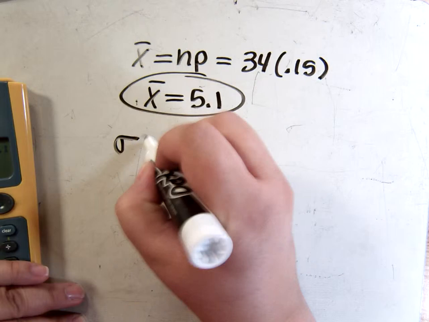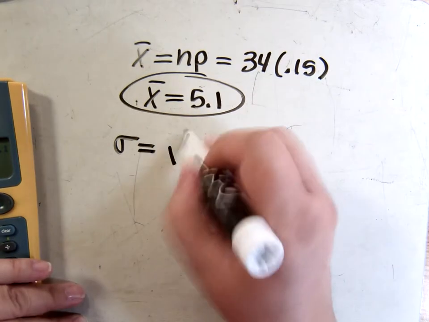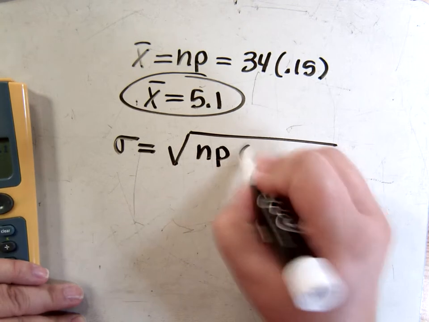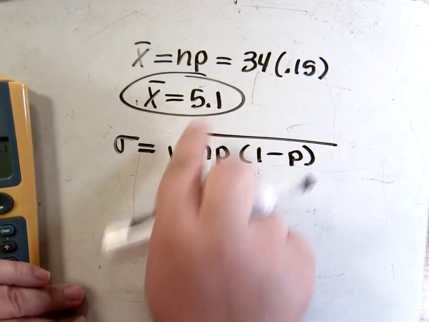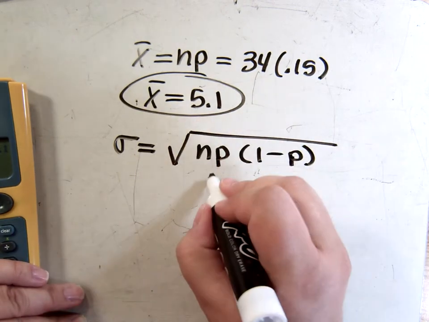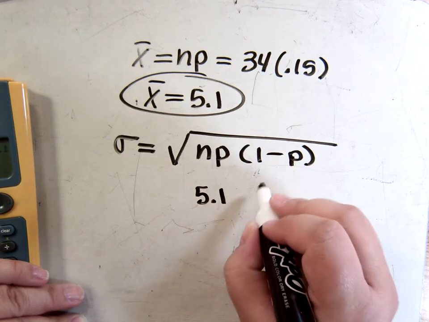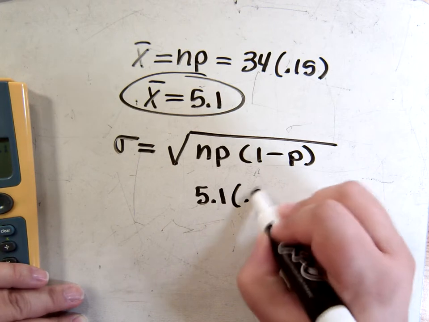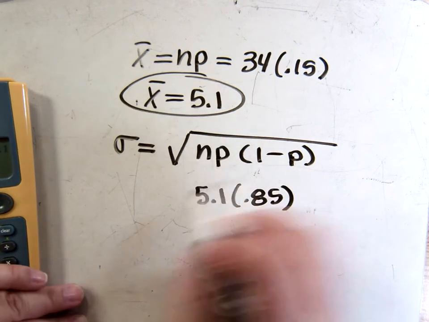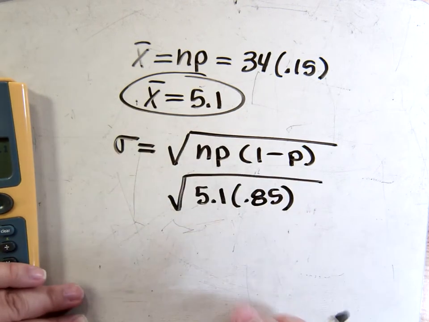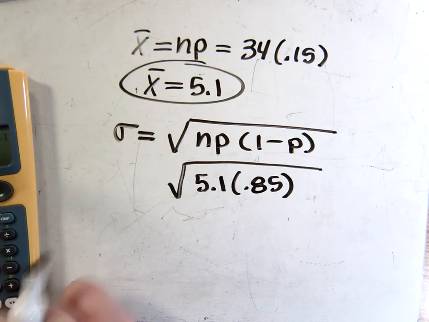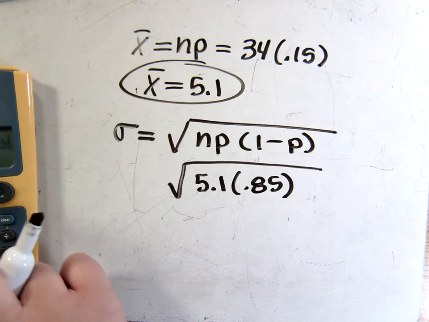And baby sigma, lowercase sigma, it starts with NP, and then it's times 1 minus P. So NP I already found up here. So this part right here is 5.1. 1 minus P, 1 minus 0.15 is 0.85. It's like 100% minus 15% is 85%. So I'm doing 5.1 times 0.85, and then I'm taking the square root of that.